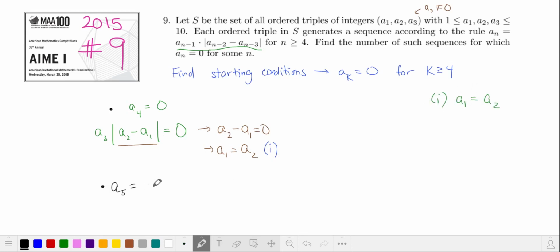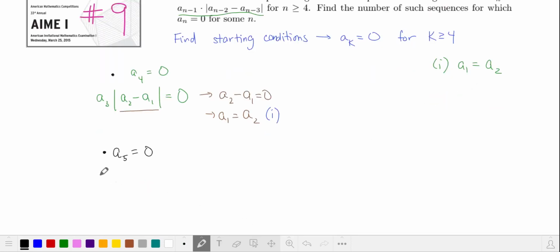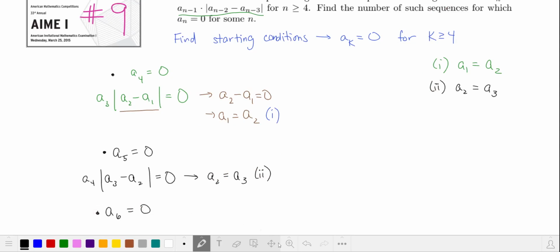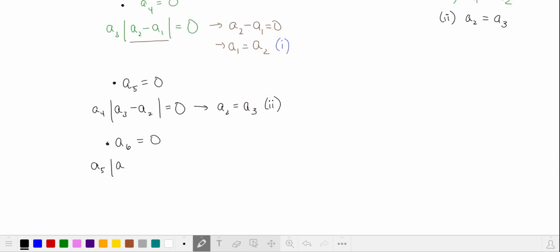Let's check the next term, a5 equals 0, and we'll substitute. Here we have a2 equals a3, and we'll make this our second condition. And we'll go on to a6. If a6 is 0, then this expression is going to be 0. This means a3 is going to be equal to a4.